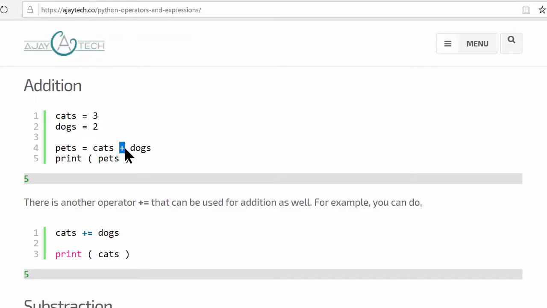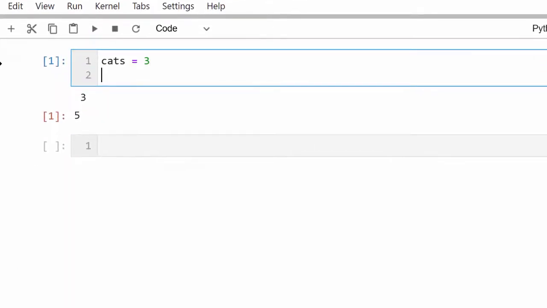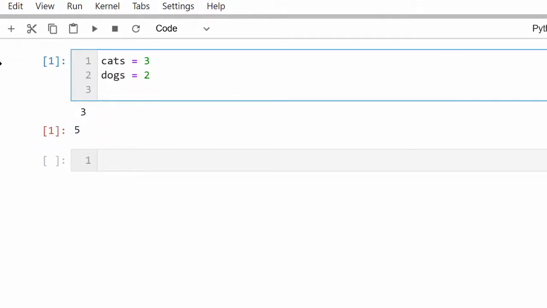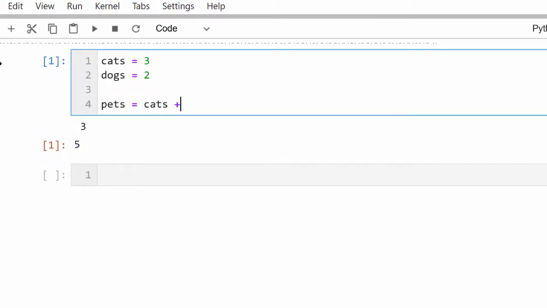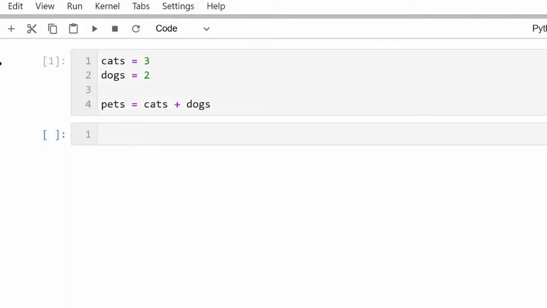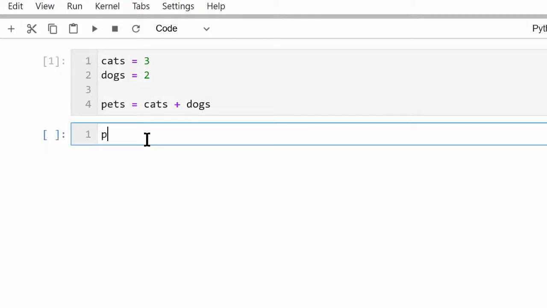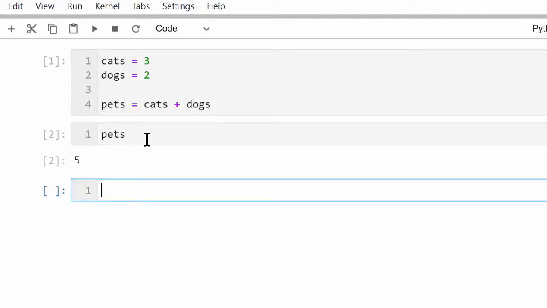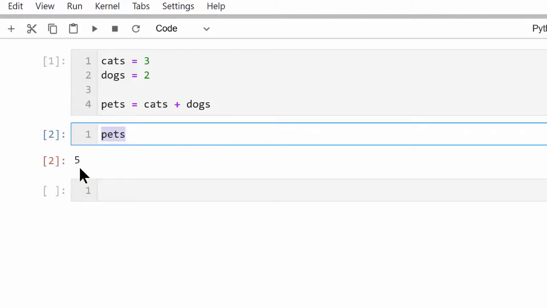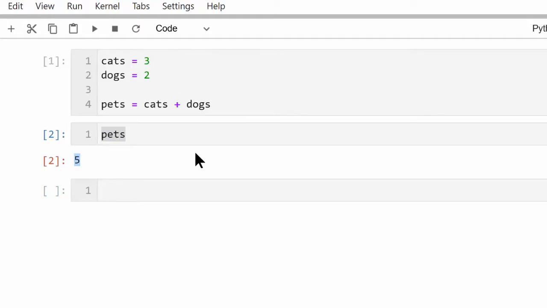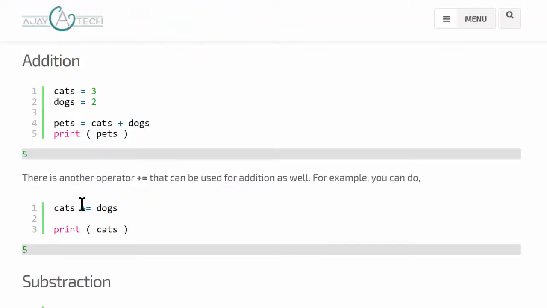If you have some experience with programming languages, you'll understand the plus operator. Let's actually try it out. So cats equals 3, dogs equals 2, pets equals cats plus dogs, and then execute it. Okay, and then shift enter again. You'll see that the variable pets contains the number 5, 3 plus 2. There is this other operator called plus equals, which is a shortcut for cats equals cats plus dogs.